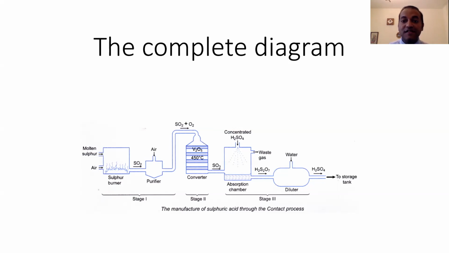Now, after that, in the next process, the sulfur trioxide reacts with the sulfuric acid to form oleum, and the oleum is again mixed with water to form sulfuric acid. So this is a three-stage process, but we have 4 equations. For the final stage we have 2 equations.